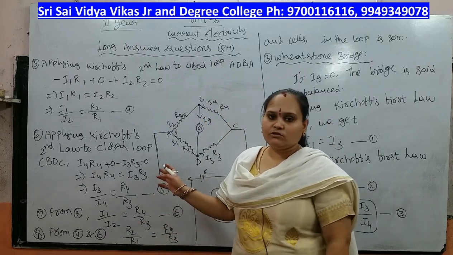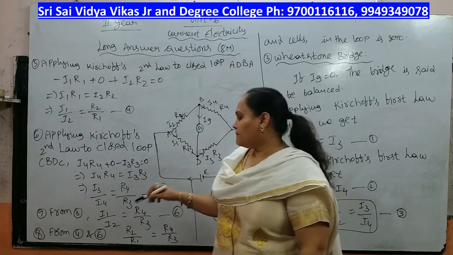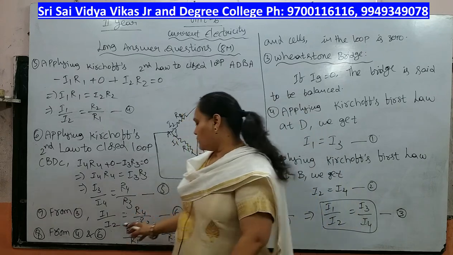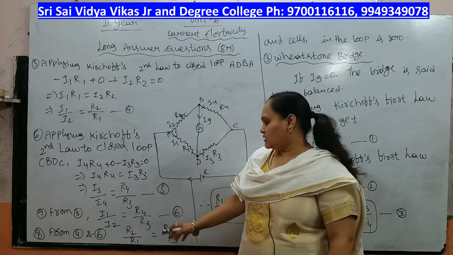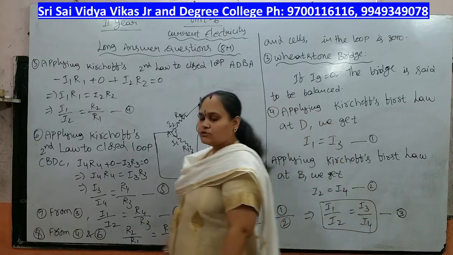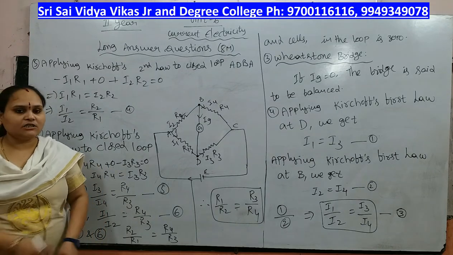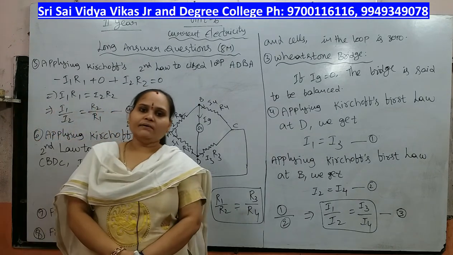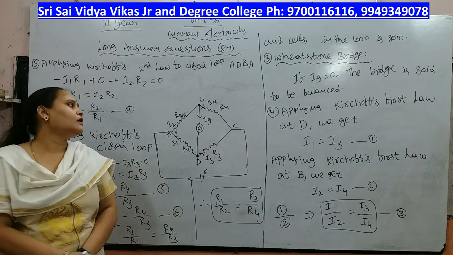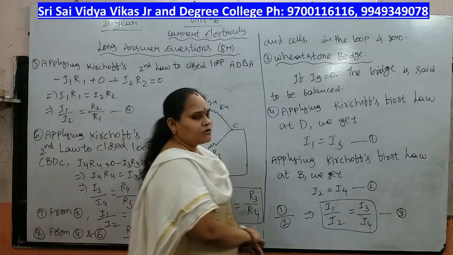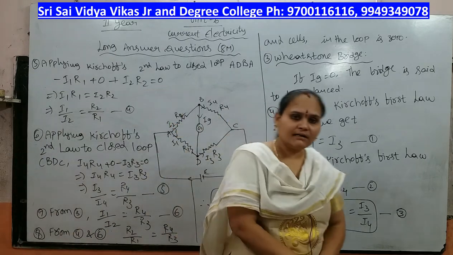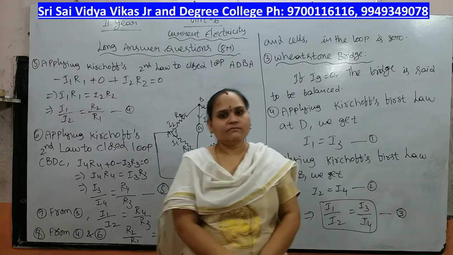So by using these two equations and equation 3, I1 by I2 equal to R4 by R3. Then from equations 4 and 6 we can write R2 by R1 equal to R4 by R3. Rearranging this, we will get R1 by R2 equal to R3 by R4. This is our Wheatstone bridge condition from the Kirchhoff laws.